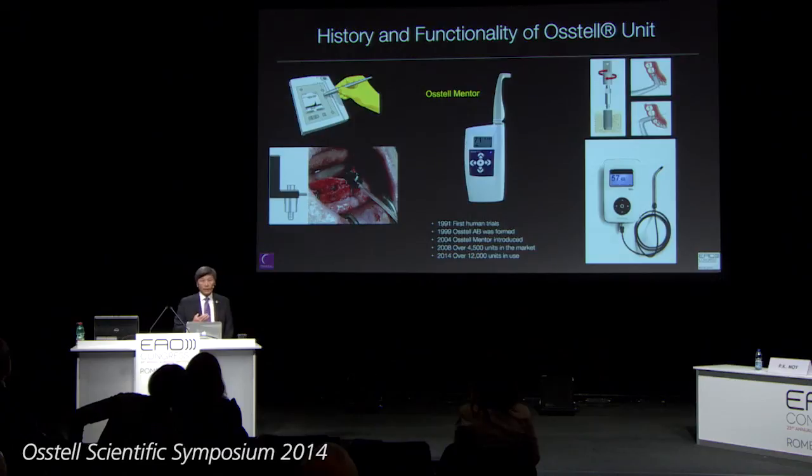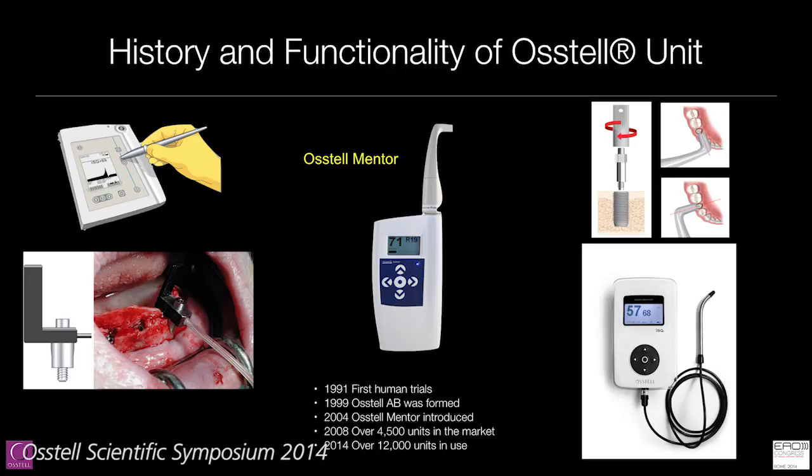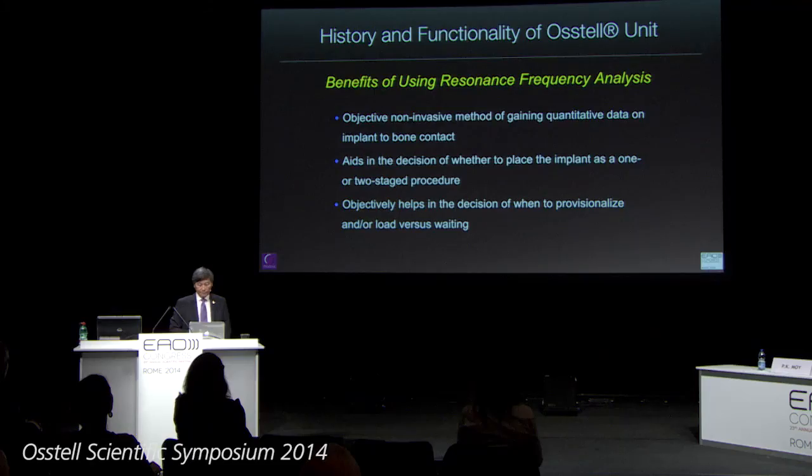So, just a quick history and the functionality of the Osstell unit. It was first introduced in 1991, as you saw from the pictures, by Neil Meredith. In 1999, Osstell was formed. In 2004, the second version started with the Osstell Mentor. And then in 2008, by then, over 4,500 units had been used. Today, we have tripled that, or Osstell has tripled that, to over 12,000 units. So it is starting to catch on.